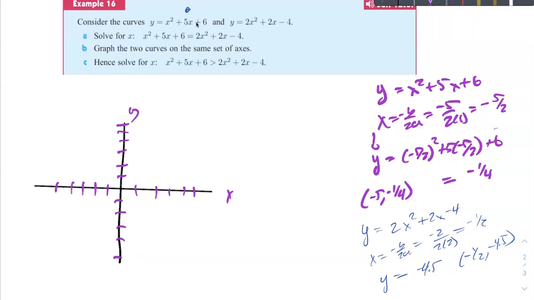So negative 5 and negative 1/4, so around there. My y-intercept is a 6, right? If I plug in 0, I get 6. So it looks kind of like this. Again, it's just a sketch.